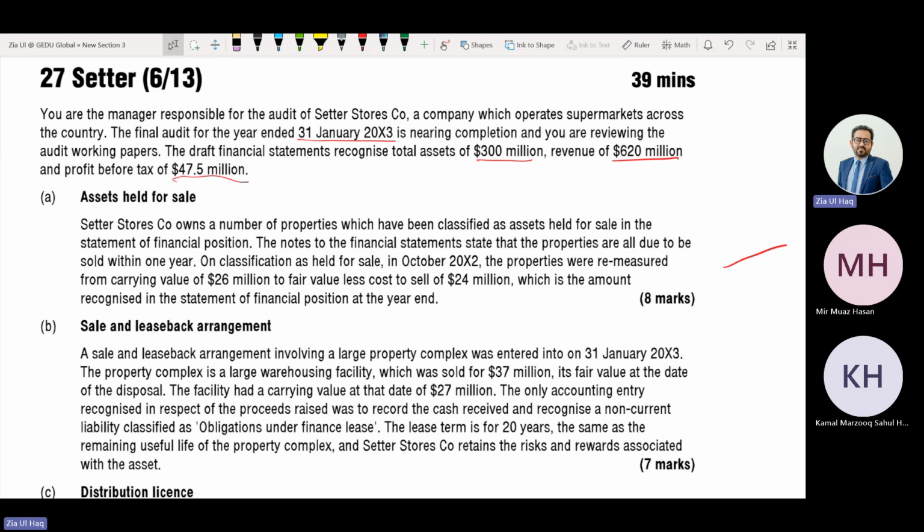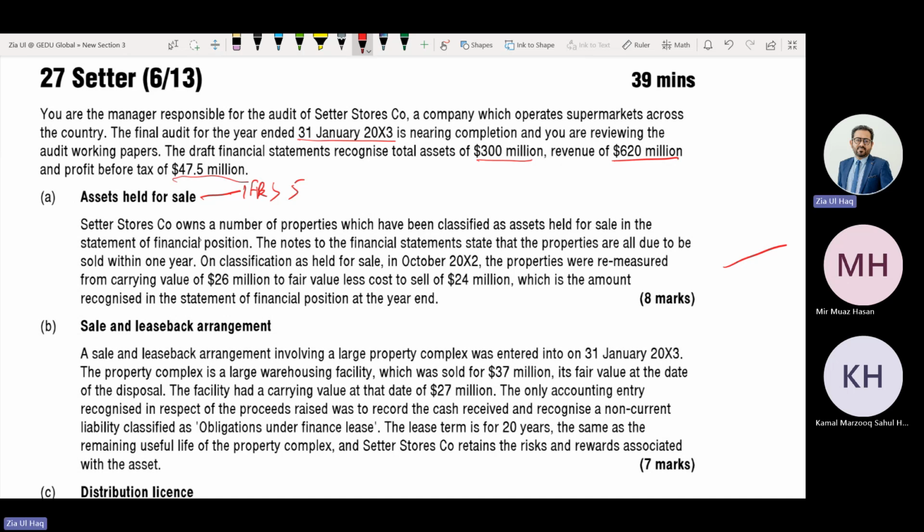So the heading is saying asset held for sale. This means there is application of IFRS 5. In case of asset held for sale, the company needs to provide a separate disclosure. If the company is going to dispose of a significant asset, this asset must be classified in current assets, and the company needs to cease depreciation on this asset.